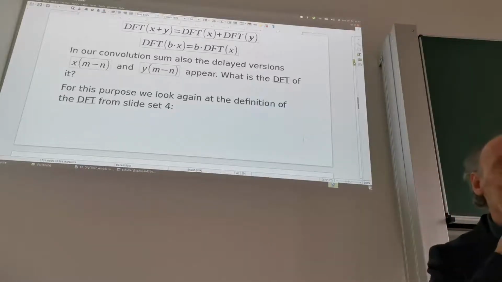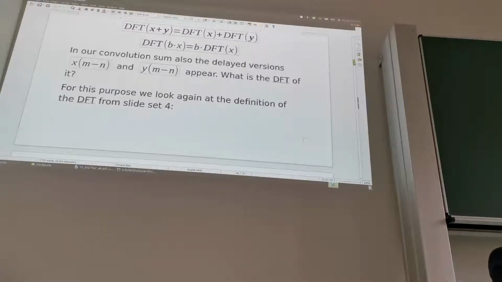Except that above I had rectangular brackets because that came from the Python function, and here I'm using round brackets because that's my usual notation. So it basically doesn't matter, I use it in the same meaning here.